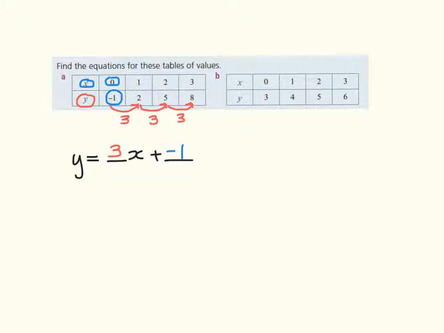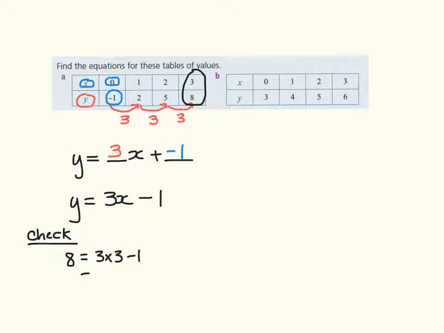I'm just going to tidy it up a little bit because I don't like having the minus and the plus there. So y equals 3x. And if we've got a minus and a plus, then the minus wins. So we have y equals 3x minus 1. That's my rule. I'm going to check just to make sure I'm right by using the last two values. So y equals 8 when x equals 3. So 3 times 3 is 9 minus 1, which is 8. So it works. Excellent.